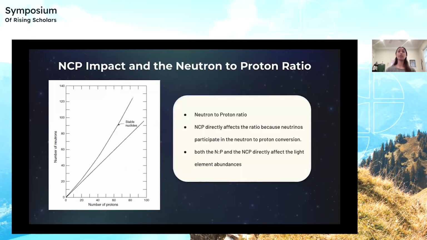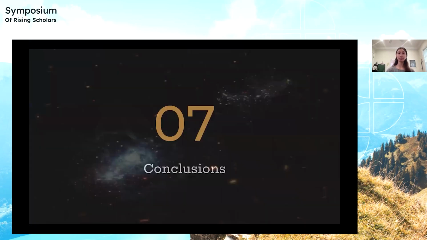For our future work, we could potentially study the neutron to proton ratio. NCP directly affects this ratio because it provides the neutrons and it provides the neutrinos and antineutrinos necessary for these conversions to occur. This makes the neutron to proton ratio and the NCP two of the most crucial parameters during the Big Bang nucleosynthesis because they directly affect the light element abundances.